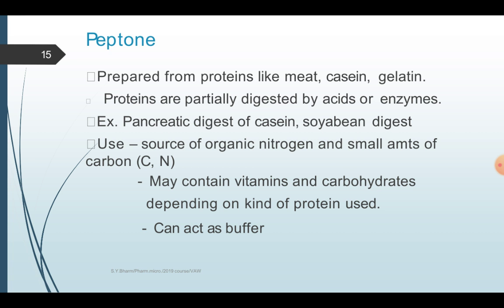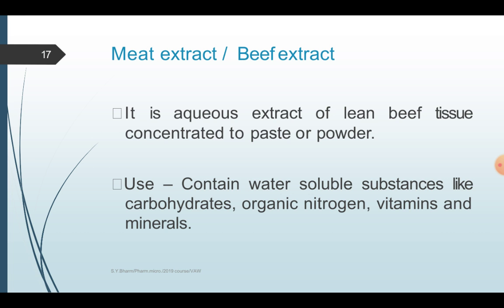Peptone is prepared from proteins like meat, casein, gelatin, partially digested by acids or enzymes. Example, pancreatic digest of casein, soybean digest. Used as a source of organic nitrogen and some amounts of carbon; may contain vitamins and carbohydrates depending on the kind of protein used; can act as a buffer.